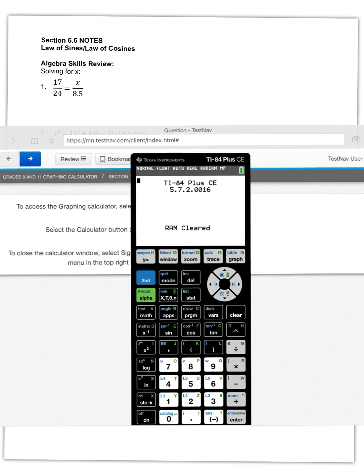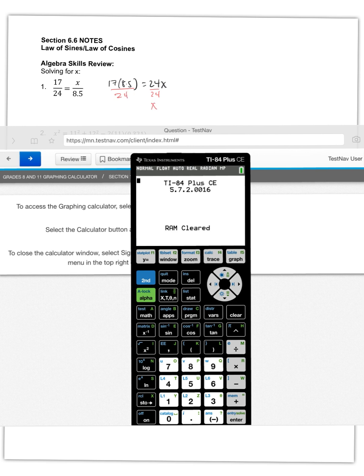All right, here we are learning 6.6, law of sines, law of cosines. So what we're going to do is this first algebra skills review. When we see something like this, we're solving for x, so we're going to cross multiply. We get 17 times 8.5 equals 24x. If I were to solve for x, I am not going to multiply this left side out yet. I'm just going to divide both sides by the 24 and get x by itself.